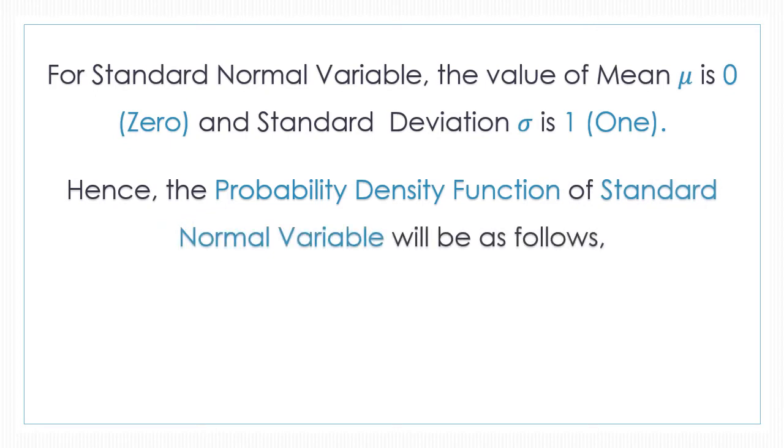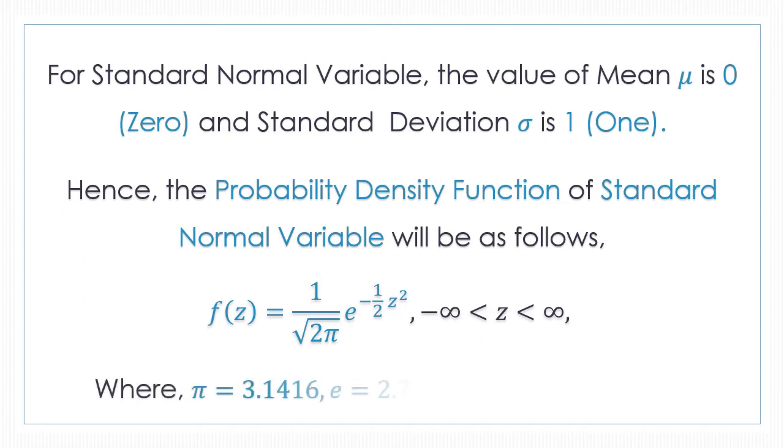Because x is converted into z, our probability density function will become f(z), where sigma is 1, so we can just ignore it. So it is 1 upon root 2 pi e raised to negative 1 upon 2 z square. So x minus mu upon sigma from our original density function is converted into just z, where z is between negative infinity and positive infinity. Now mu is 0 and standard deviation is 1, so the only range is z, between negative infinity and positive infinity. And here again pi is 3.1416 and e is 2.7183.